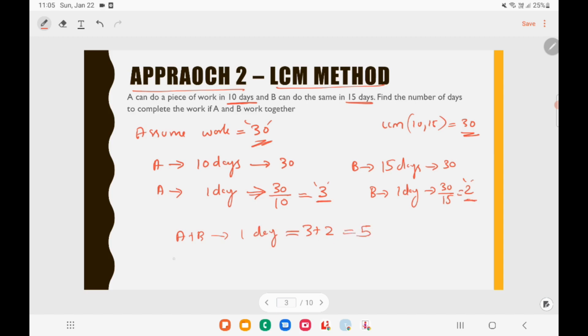So 3 plus 2 is equal to 5 work. We know that total work is 30. So how many days will A and B together take? It will be 30, total work, divided by work done in one day, that is 5. This is equal to 6. So you will get 6 days. In both approaches you are getting the same answer, so you can use either of the approaches. Either you can assume that total work is W, or you can assume total work is 30, that is the LCM of 15 and 10.